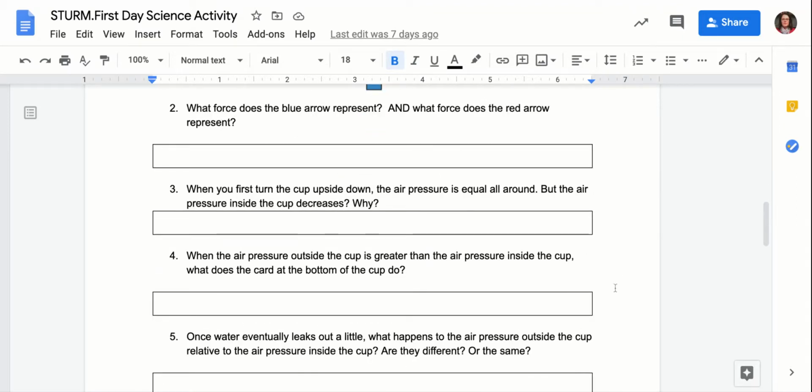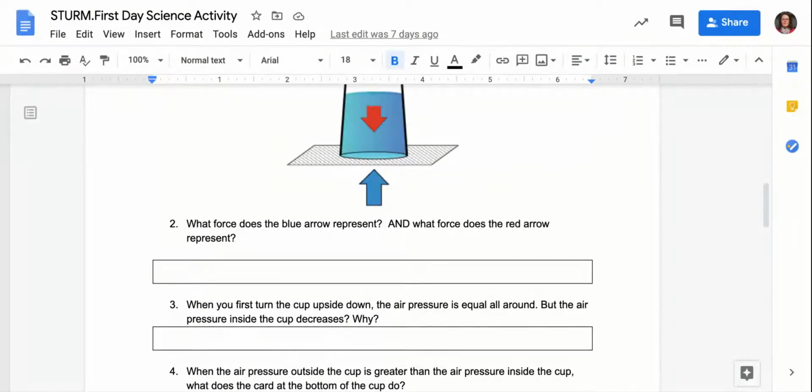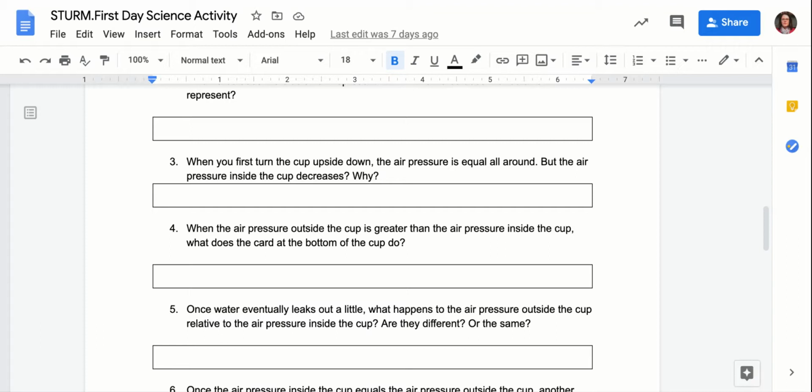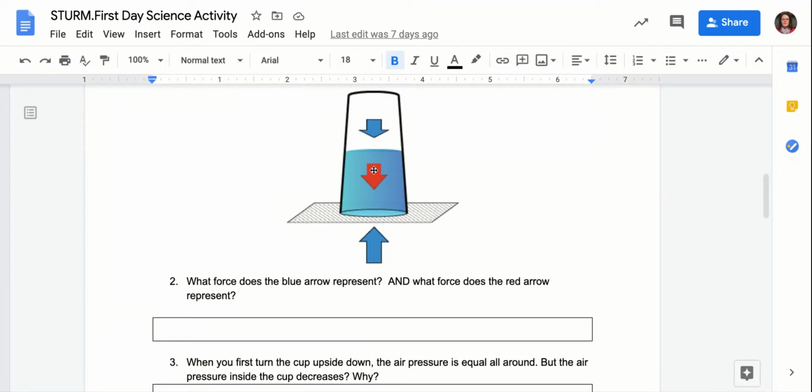Number five, once water eventually leaks out a little bit because the card gets wet or because Sean hits the edge of it, what happens to the air pressure outside the cup relative to the air pressure inside the cup? The answer to that is they equalize. Are they different or the same? They're now the same once you open up this system and equalize the pressure. Now the air pressure inside and outside are the same.